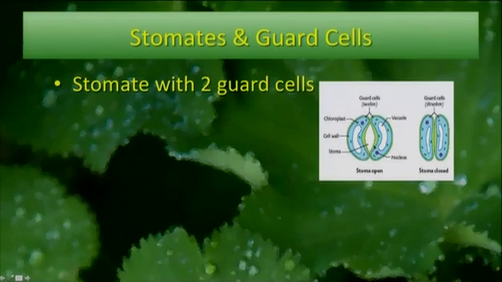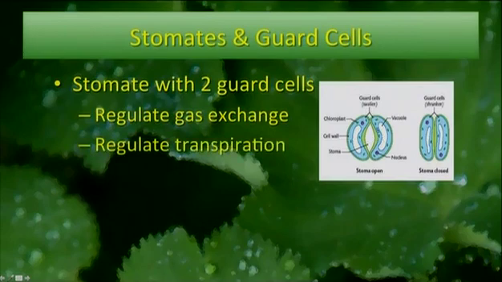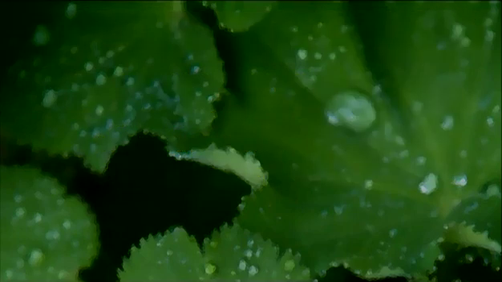So when the stomate is full of water, the guard cells are turgid and the stomate opens. When the cell loses water, the guard cells lose turgidity, or become flaccid, and the stomate closes. And like I said, it regulates gas exchange, and the stomate also regulates transpiration, and they close during water stress. So that's the stomates and the guard cells.